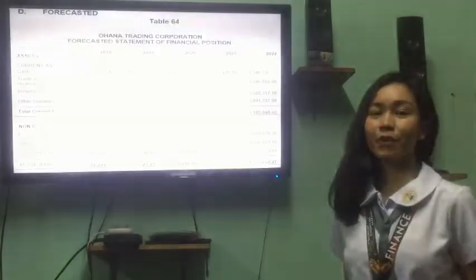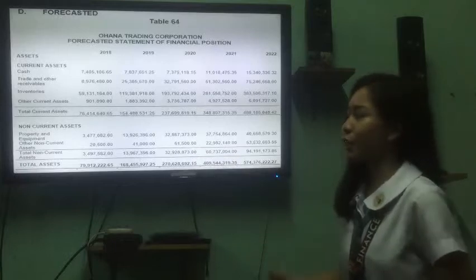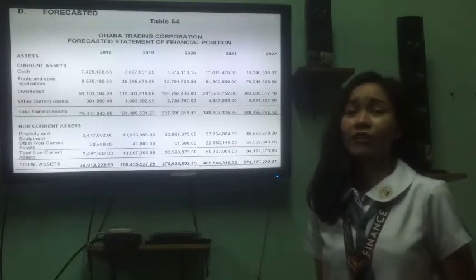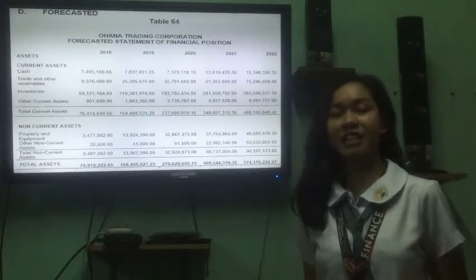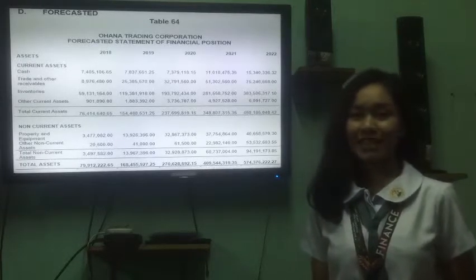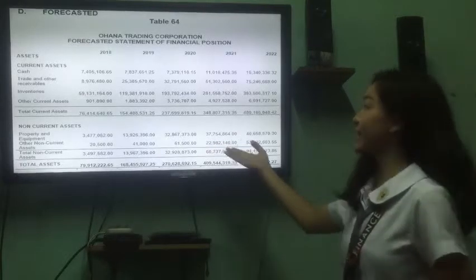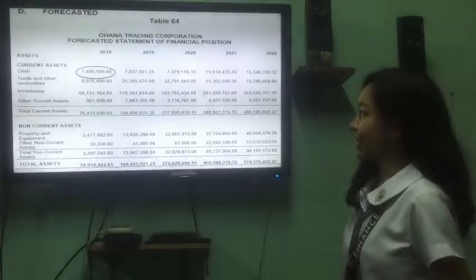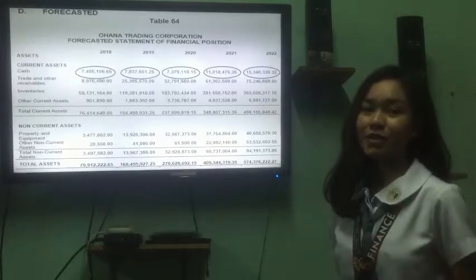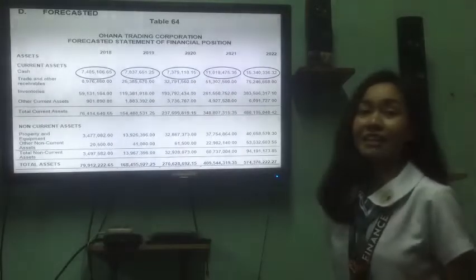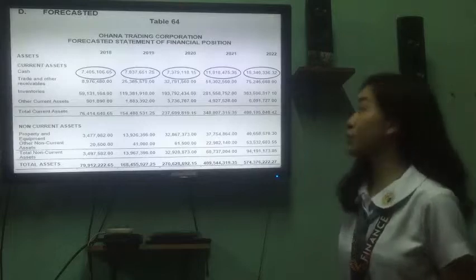Here is an example of the forecasted balance sheet for the OHANA Trading Corporation. So earlier, one of our financial assumptions stated that there will be an increase in cash by 20%. So as we can see, it is reflected in here. The increase of the cash account of the entity from the year 2018 up to the year 2022. So by year 2022, the cash of the entity would grow by an estimate of almost 9 million.